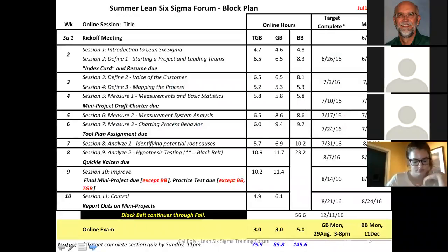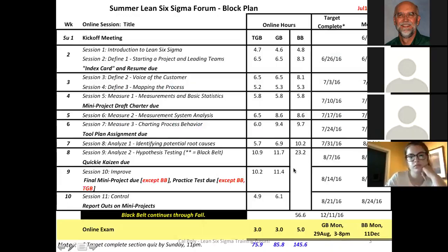All right, so here we are in the class. So we're going to be talking about Analyze 1, identifying potential root causes. So we're down here at week number 7. Just want to give you a little bit of a heads up. So going forward now, something a little different is going to happen in the class.